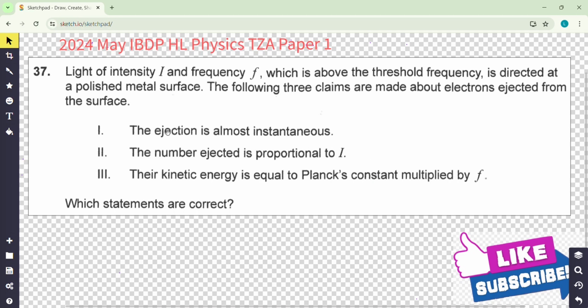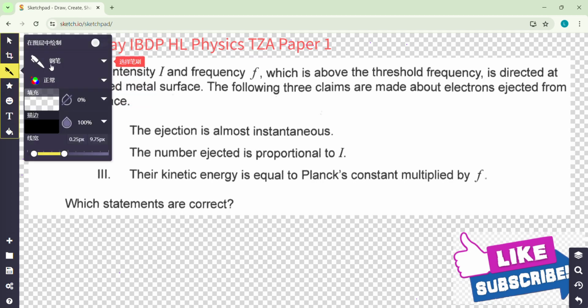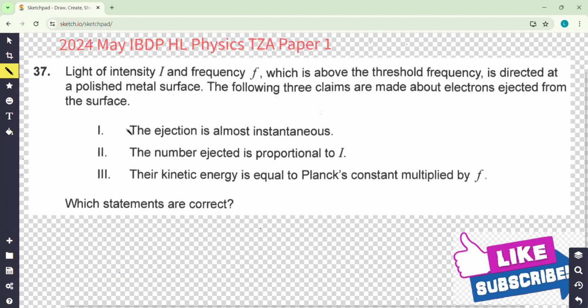Question 37 is about photoelectric effects. Okay, so look at the question directly. The ejection is almost instantaneous. So it's about the electron. So you have to remember what happened. Okay, so an electron is in a metal surface and one electron absorbs one photon.